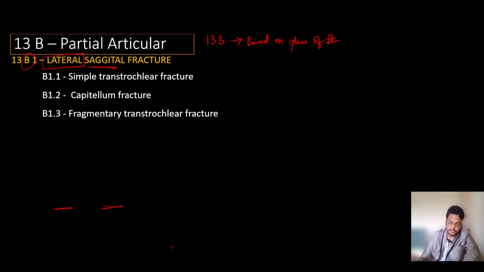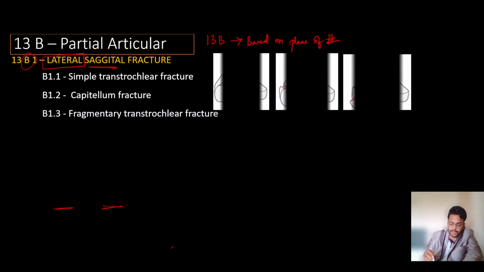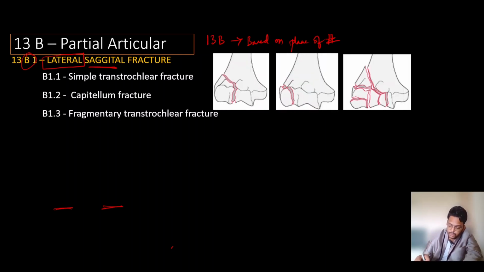B1 lateral sagittal is again divided by where the fracture is going through. If it is a simple transtrochlear fracture, it is B1.1. If it is going to the capitulum, it is B1.2. If the fracture is multifragmentary through the transtrochlear area, it is B1.3.